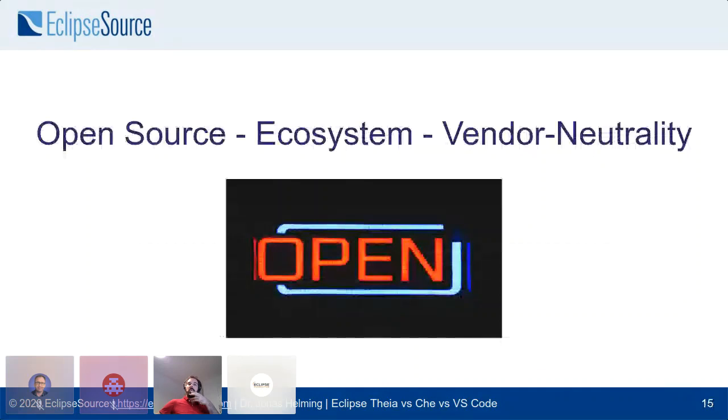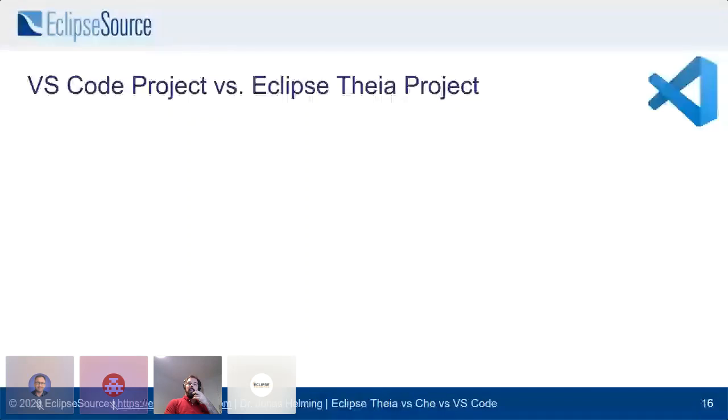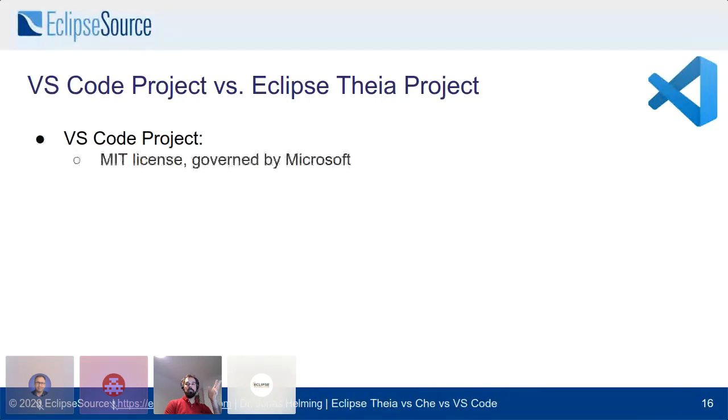Next criteria, open source. How open are the solutions? What about the ecosystem and the vendor neutrality? Again, we're now comparing the VS Code project with the Eclipse Theia project, because in this category, it doesn't make sense to compare the technologies. Let's look at the VS Code project first. MIT license, that is great. That's kind of the least restrictive license you can probably wish for. You can do almost anything. I'm not a lawyer, but it's very, very convenient.